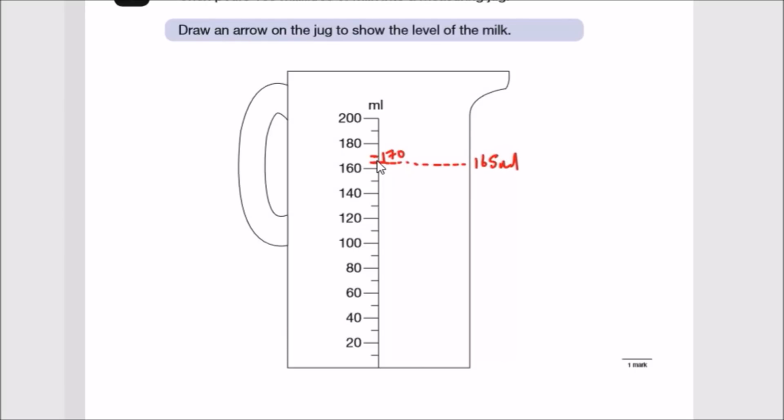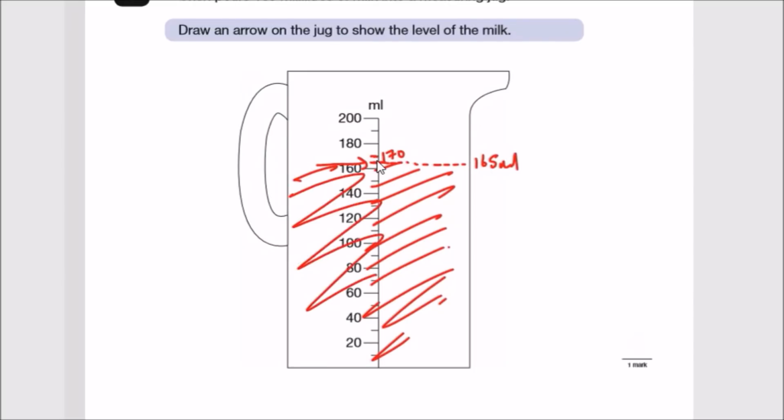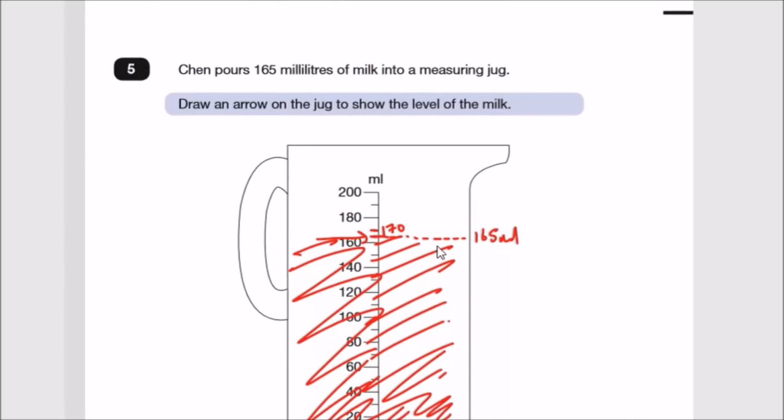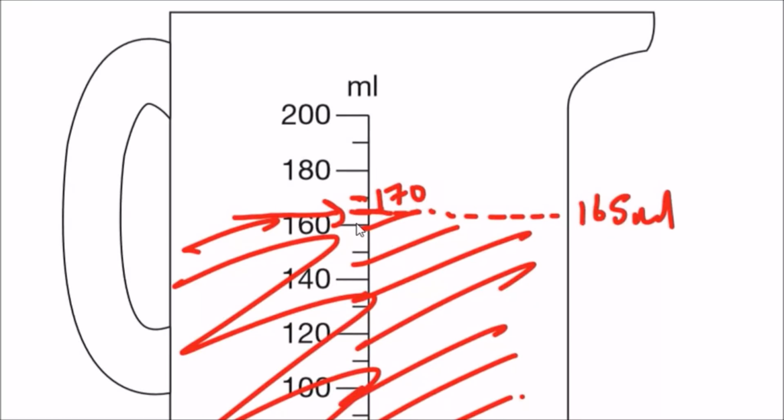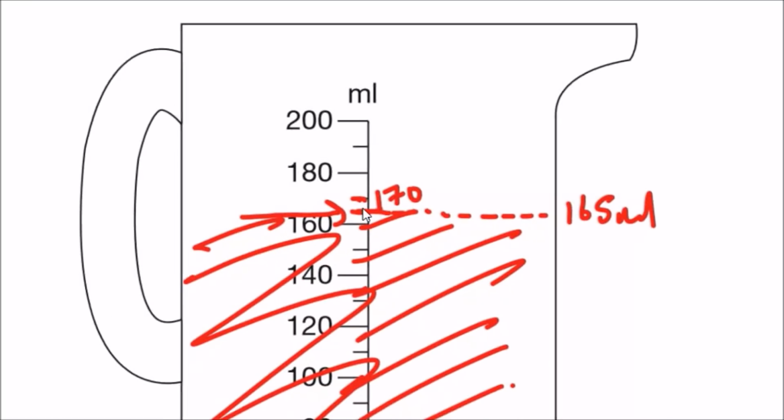It's kind of hard to draw an arrow over here, yeah? All of this would be the milk. Okay, easy stuff, yeah? So just make sure, let me zoom in, as long as you can distinguish the fact that it's between 160 and 170, then you're good.